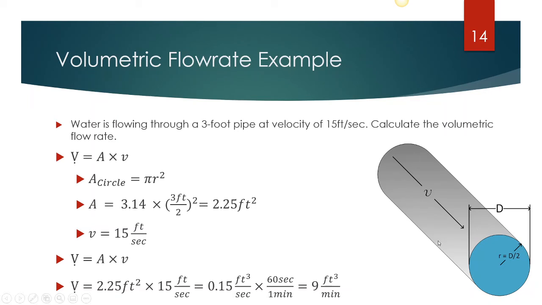And here's just the graphic of what we're doing. So we have the velocity coming through here of 15 feet per second, and our diameter, which is how pipe is defined. If you say you have a 3-foot pipe, that's the diameter. I had to convert that to the radius by just taking the diameter and dividing it by 2. And now we know the volumetric flow rate going through that pipe is 9 feet cubed per minute.